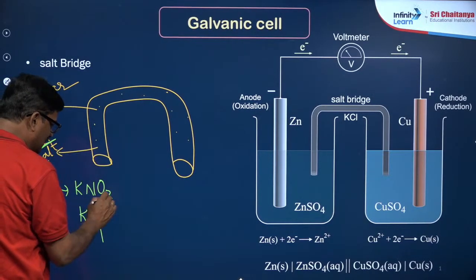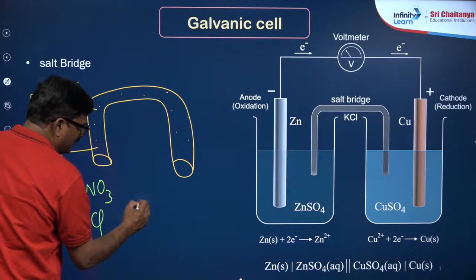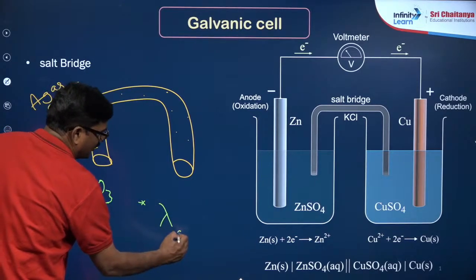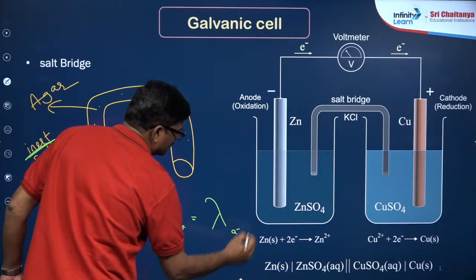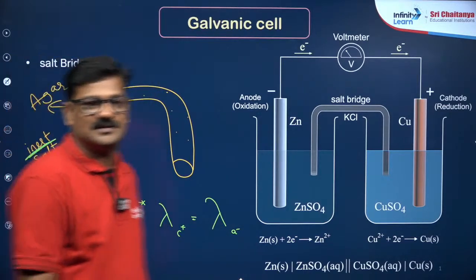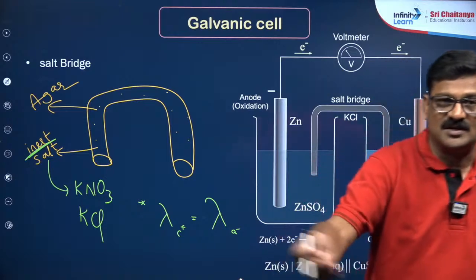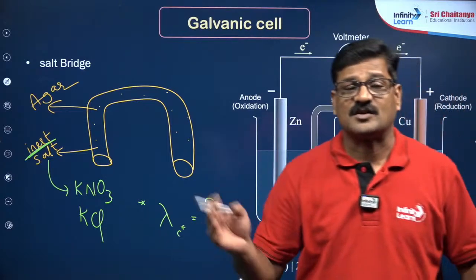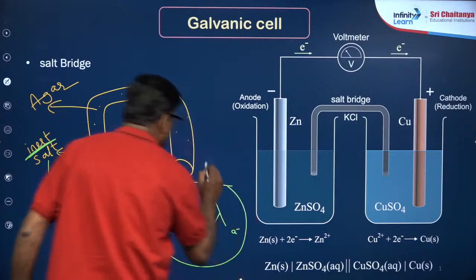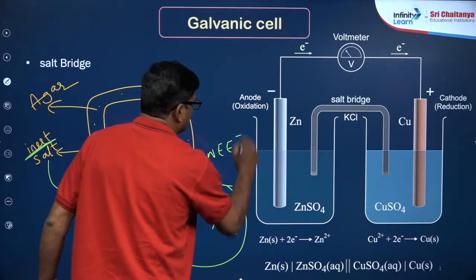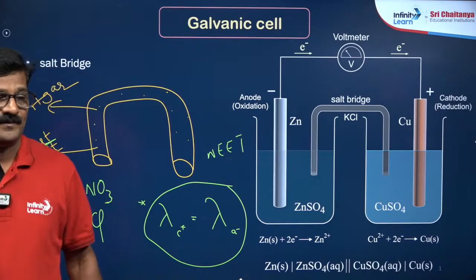What I mean to say is, it's very, very important: the ionic mobility of the cation should be equal to the ionic mobility of the anion. The speed at which the ion is migrating is called ionic mobility. We will come across this point. You can expect a question on this point in the NEET examination, my dear children.